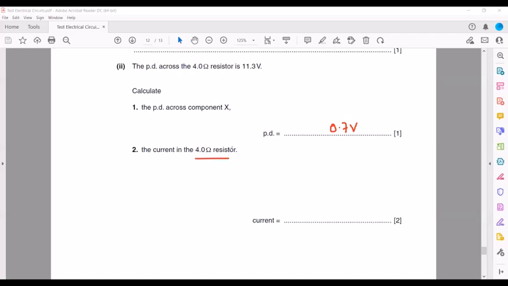Then we need the current in the 4 ohm resistor. How do we get the current? We have the resistance and the voltage, so we can use the formula V equals IR. So I equals V over R, where V is the voltage 11.3 and R is the resistance, 4. So 11.3 divided by 4 is equal to 2.82 amperes. So 2.82 amperes is the current which flows through this circuit.